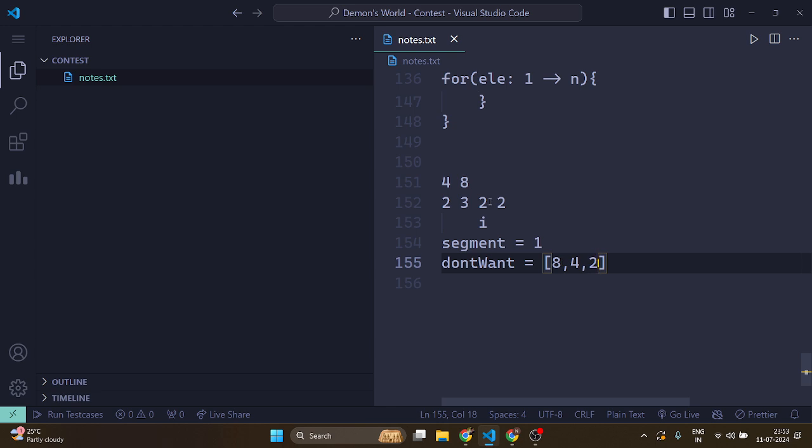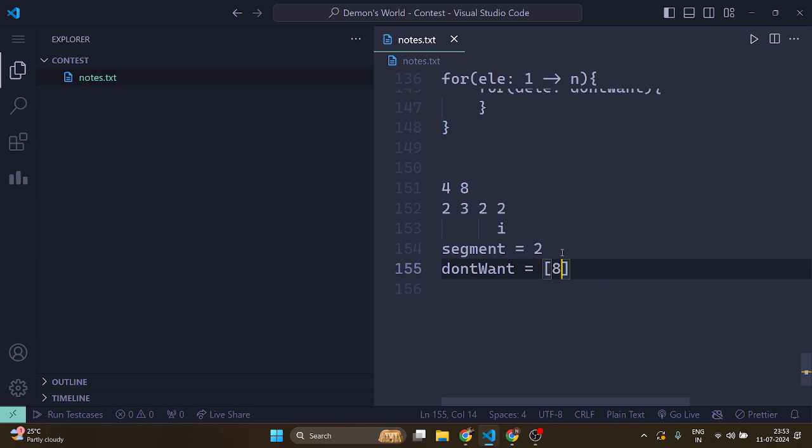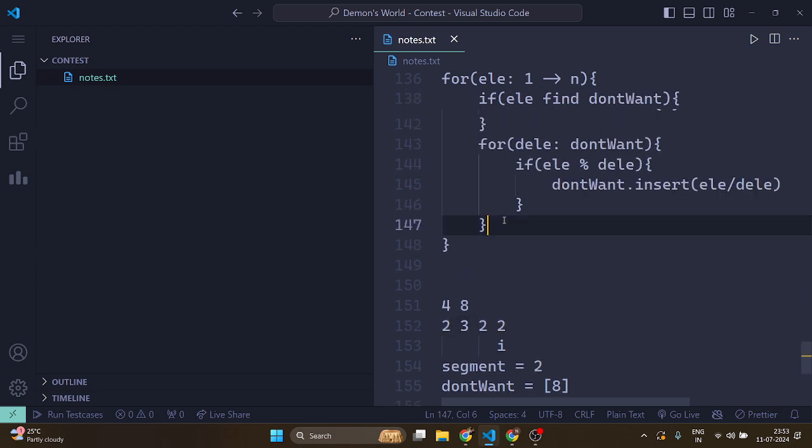So whenever I try to insert it in the segment, I traverse the don't want list, I insert 8 upon 2, and I also insert 4 upon 2. So I'll insert all the elements divided by the current element if it is divisible. Then I move on to the last element. I cannot insert it into the same segment because it is present in the don't want list. So I increment the segment, I clear the don't want list and set it to 8 again. So number of segments will be 2 in this case. First will be 2 3 2, the second will be 2, and this is the logic of this.